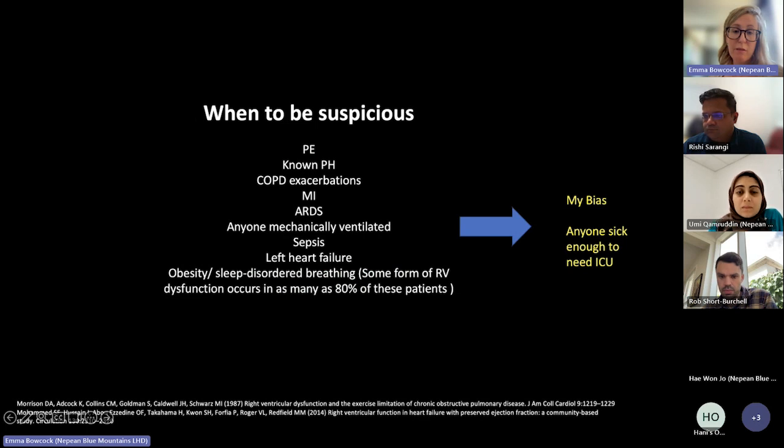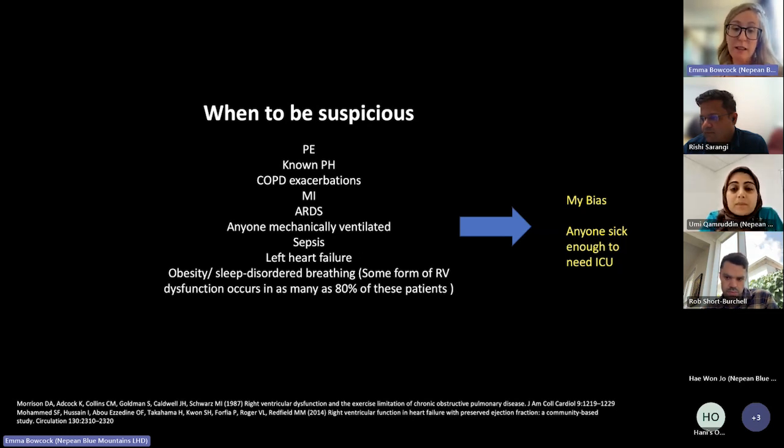So when to be suspicious, this is, I guess, when I'm suspicious. Obviously, the easy ones: PE, patients with known pulmonary hypertension, with lung disease, patients that have come to us that are unstable after having an MI, patients with ARDS, of course. I think anyone that's mechanically ventilated, anyone that's critically unwell, anyone that's sick enough to need ICU with organ failures, we should be looking at their RV, but that's clearly going to be too much work for everyone, and so we do have to know the groups that are at higher risk.